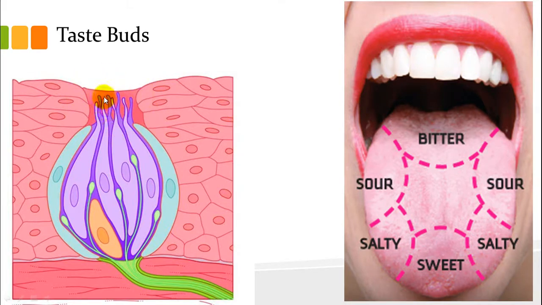And notice right here, the top of these cells have these little hairs on them. So just like there's little hairs up in our nose to receive chemical signals, there's little hairs on our tongue. Yuck. It's weird to think of little hairs on our tongue.